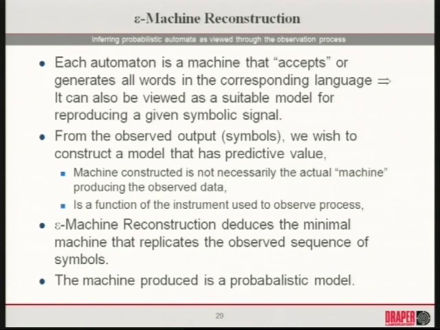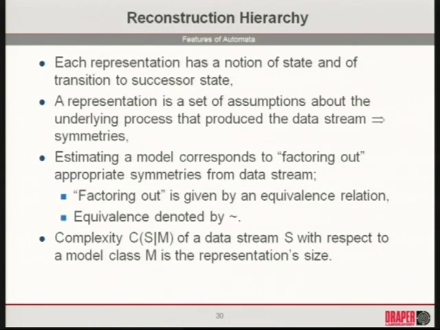So we want to construct a model that has predictive value. What we're going to do is figure out the minimal machine that can replicate the behavior of interest. We talked about that hierarchy. Well, we want to use the smallest, the one in the lowest class, and with the least number of states. It's an Occam's razor argument, essentially: the simplest thing is the best thing. So looking at each one of those automata, each one has a notion of state and also transition to successor states. That's really the essence of what we're trying to capture here.